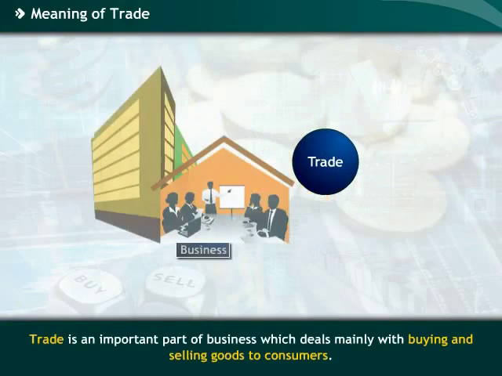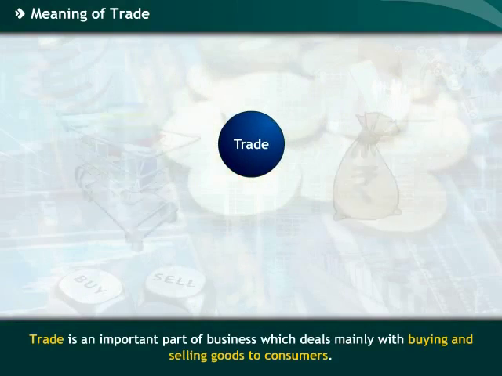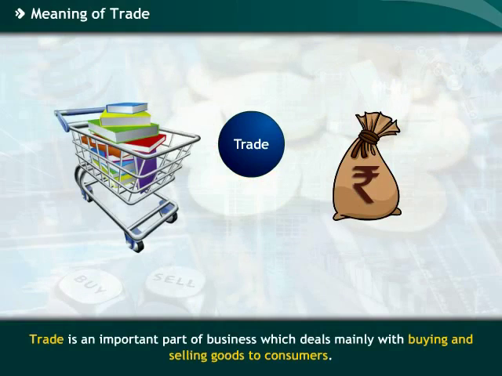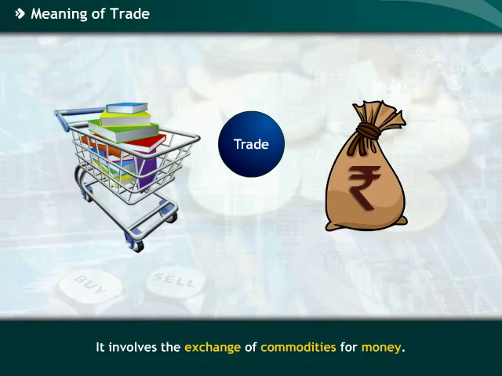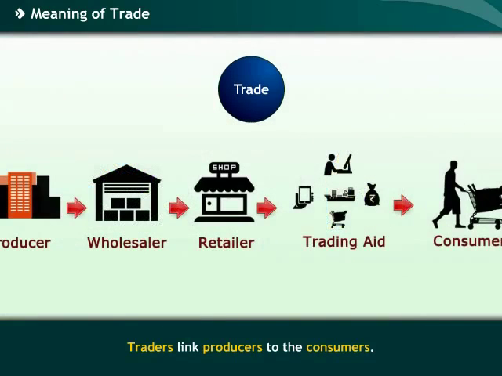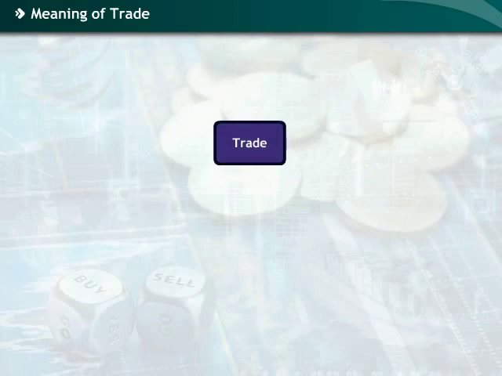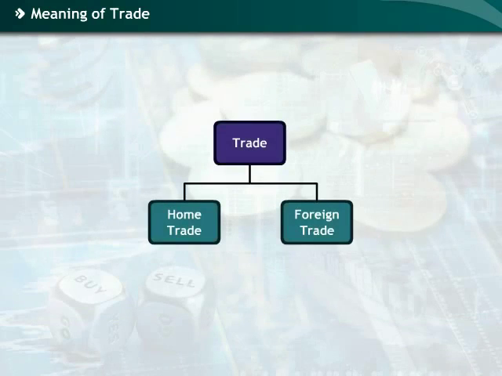Trade is an important part of business, which deals mainly with buying and selling of goods to consumers. It involves the exchange of commodities for money. Traders link producers to the consumers. Trade may be classified into home trade and foreign trade. Let us understand about each of these types in detail.